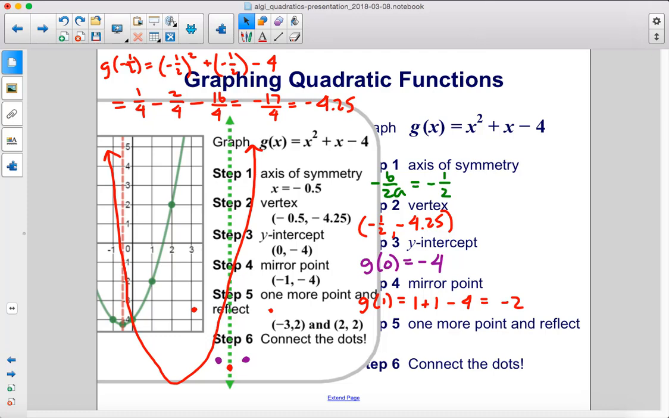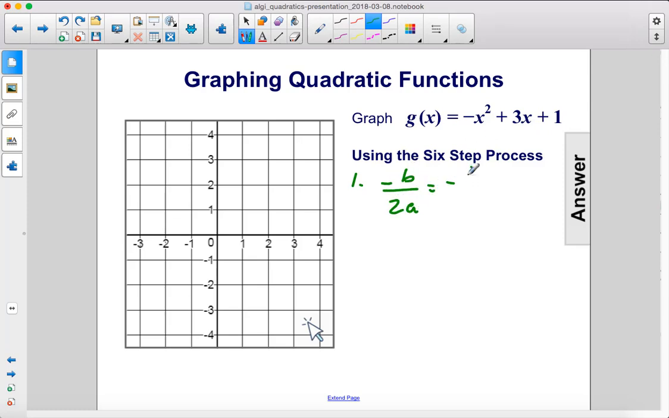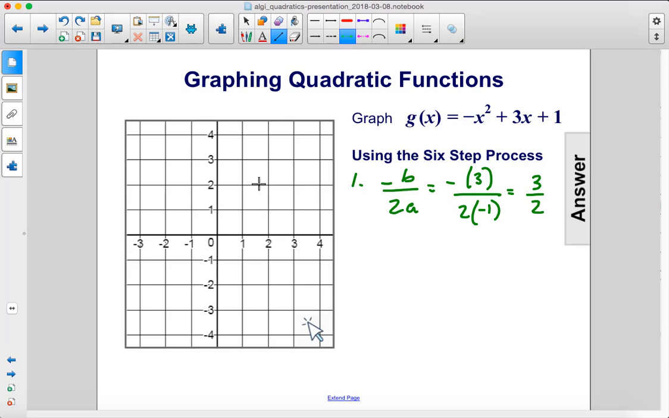All right. Graph g of x equals negative x squared plus 3x plus 1 using the 6-step process. All right, so our first step is the axis of symmetry, which is at negative b over 2a, which is negative 3 over 2 times negative 1, which is 3 over 2, 1.5. So I'll draw a dotted line at 1.5, like that.